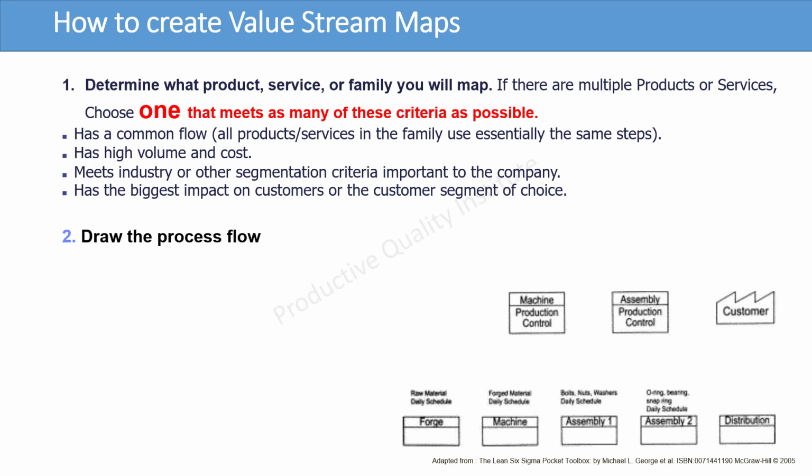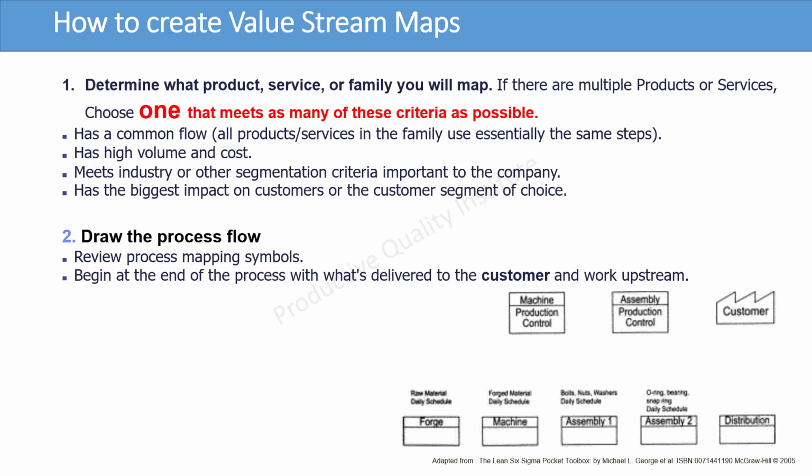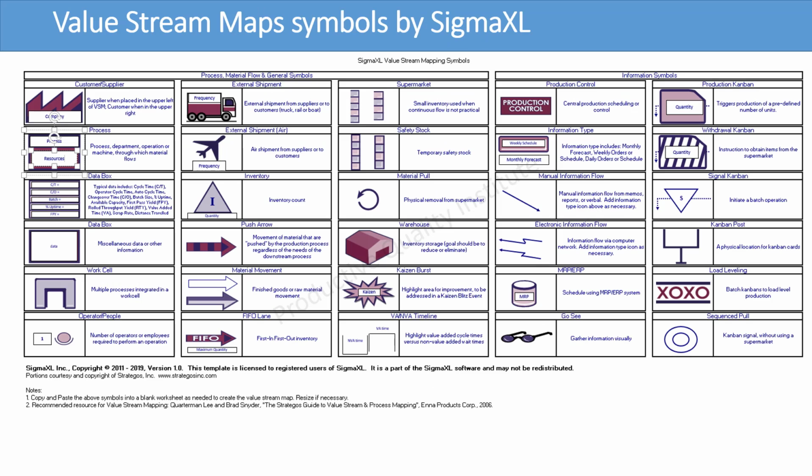2. Draw the process flow. Review process mapping symbols. Begin at the end of the process with what's delivered to the customer and work upstream. Identify the main activities. Place the activities in sequence on the map. Example of the value stream map symbols used by Sigma Excel.